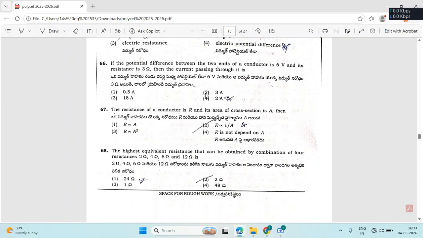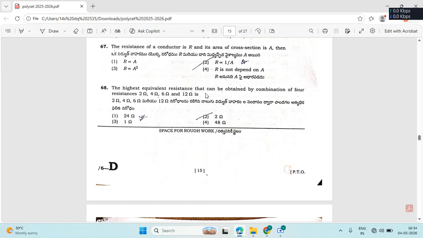If the potential difference between two ends of a conductor is 6 volts and its resistance is 3 ohms, then the current passing through it is 0.5 amperes, 3 amperes, 18 amperes, 2 amperes. The correct option is 4 and the answer is 2 amperes. The resistance of a conductor is R and its area of cross section is A. Then R is directly proportional to A, or directly proportional to 1 by A, or directly proportional to A square, or R is not dependent on A. The correct option is 2, and the answer is R proportional to 1 by A.